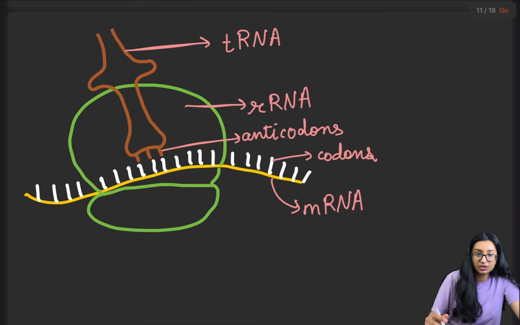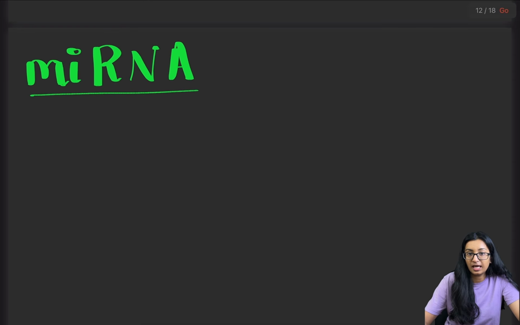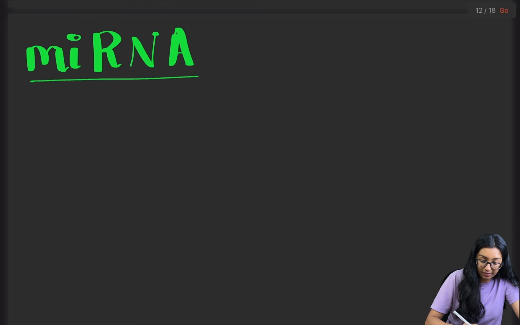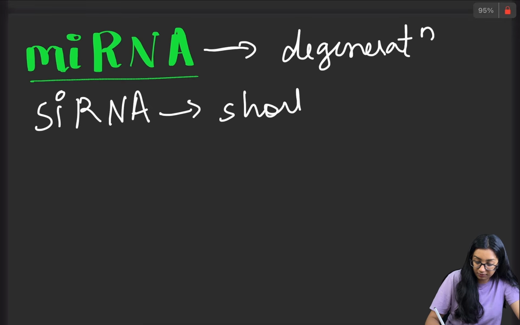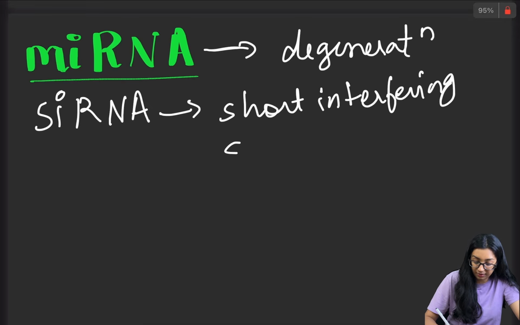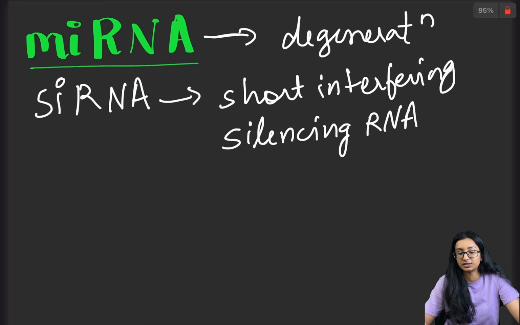Here is the basic structure and function of tRNA and rRNA, and how the tRNA has the anticodons over here. These are the codons present on the mRNA. And the next is the miRNA. Along with the miRNA, we have another type of RNA called siRNA. The miRNA leads to degradation, and siRNA is short interfering or silencing RNA. They both stop the translation of the mRNA for normal cellular functions.